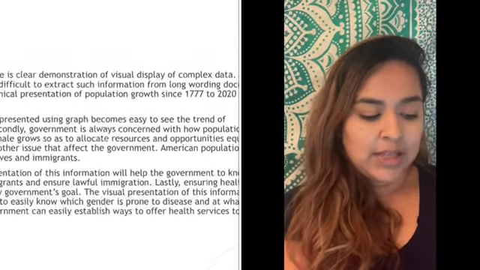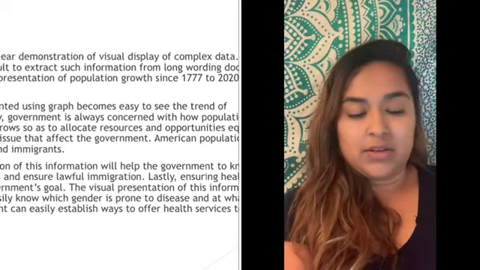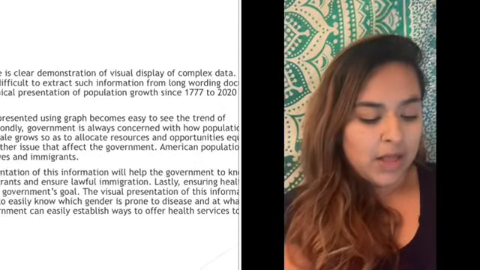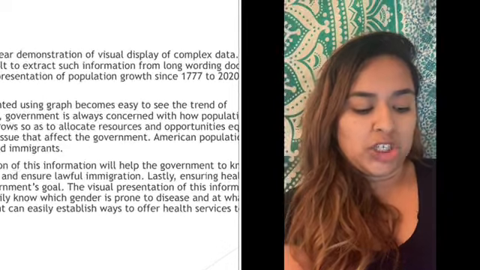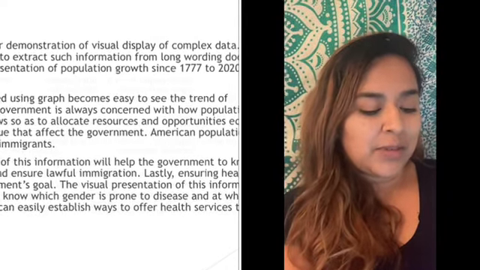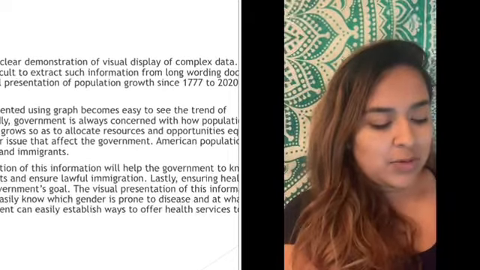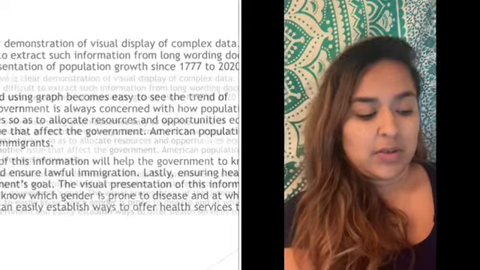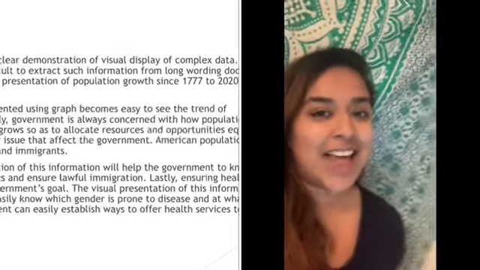And lastly, ensuring the health of the population is every government's goal. The visual presentation of this information helps the government to easily know which gender is prone to disease and at what age, for sure. Through this, the government can easily establish ways to offer health services to the most affected people. And that's my presentation.